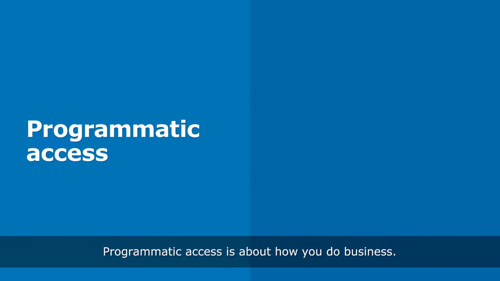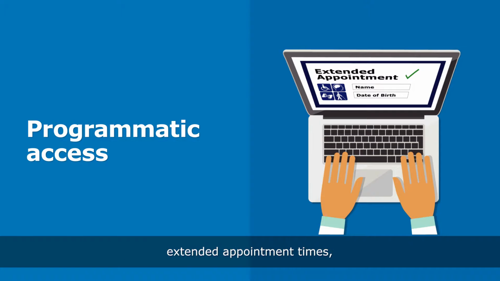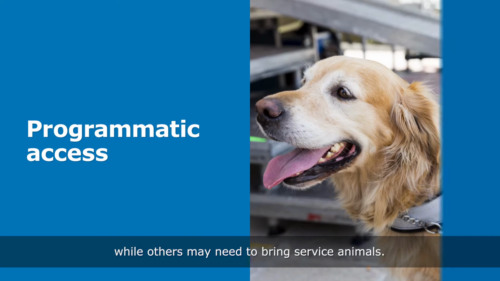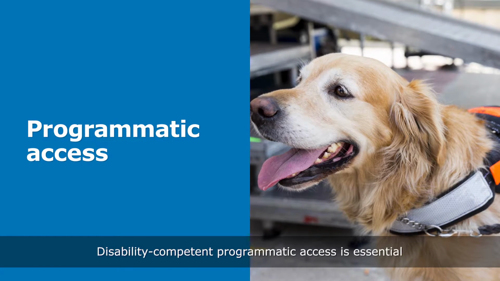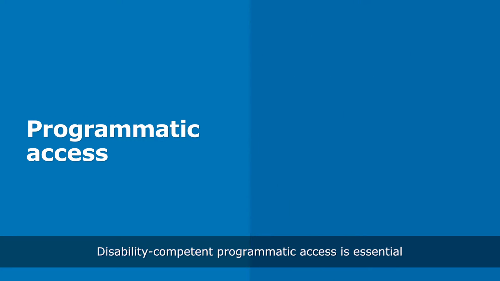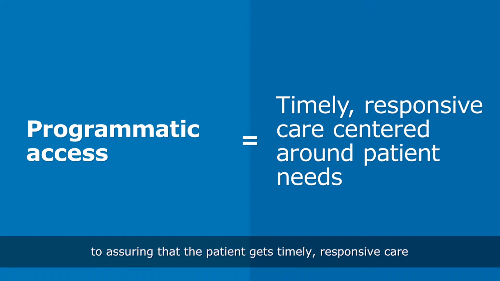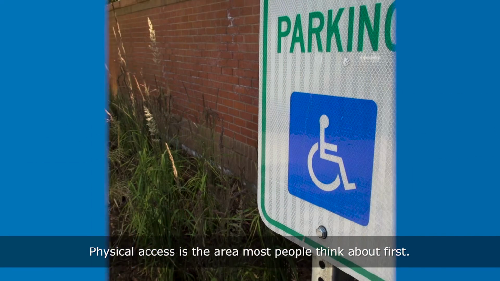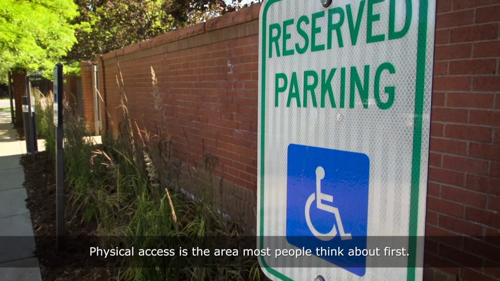Programmatic access is about how you do business. For example, some individuals with disabilities may need extended appointment times, while others may need to bring service animals. Disability-competent programmatic access is essential to assuring that the patient gets timely, responsive care that is centered around their needs and desires. Physical access is the area most people think about first.